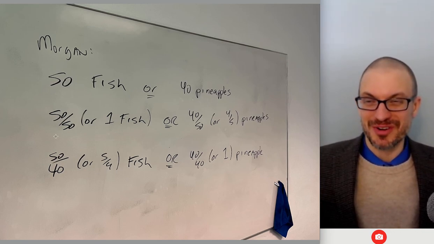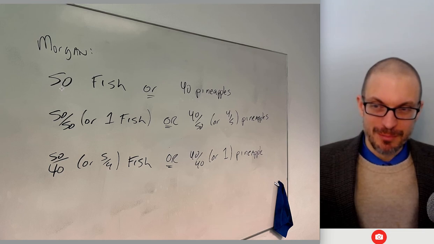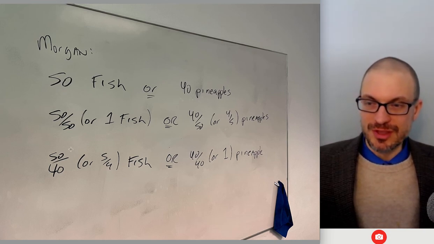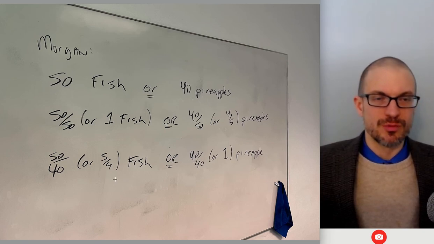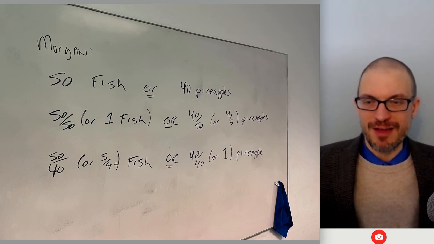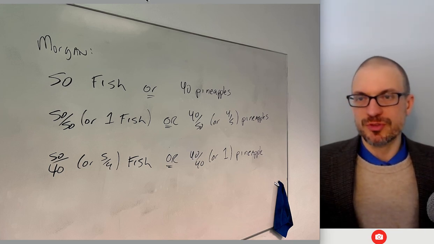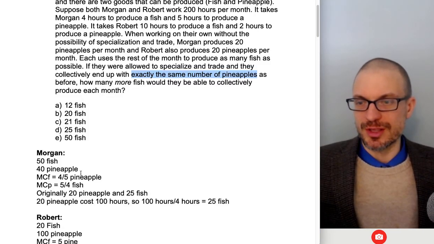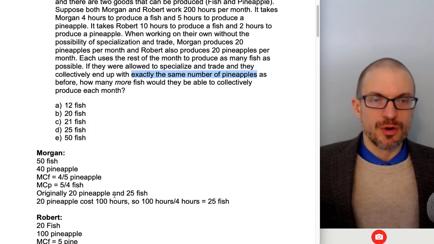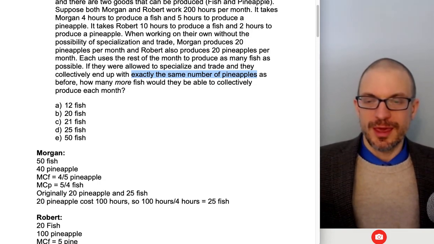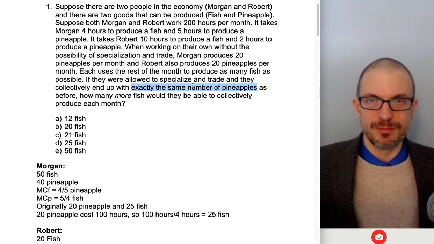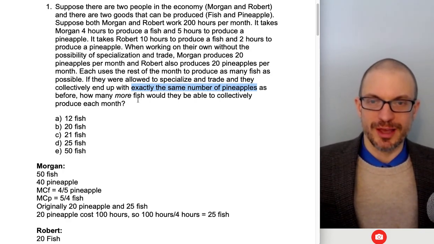Or we could go back to our statement and say, let's divide the numbers by 40 now. So 50 over 40, or 40 over 40, is another way to represent the same relationship, 5/4 fish or 1 pineapple. So that's where that came from, right down here. Now, originally Morgan was producing 20 pineapple, and we weren't told how many fish Morgan was producing, but we need to calculate that because we need to know how many more fish they're going to get after they specialize, right?